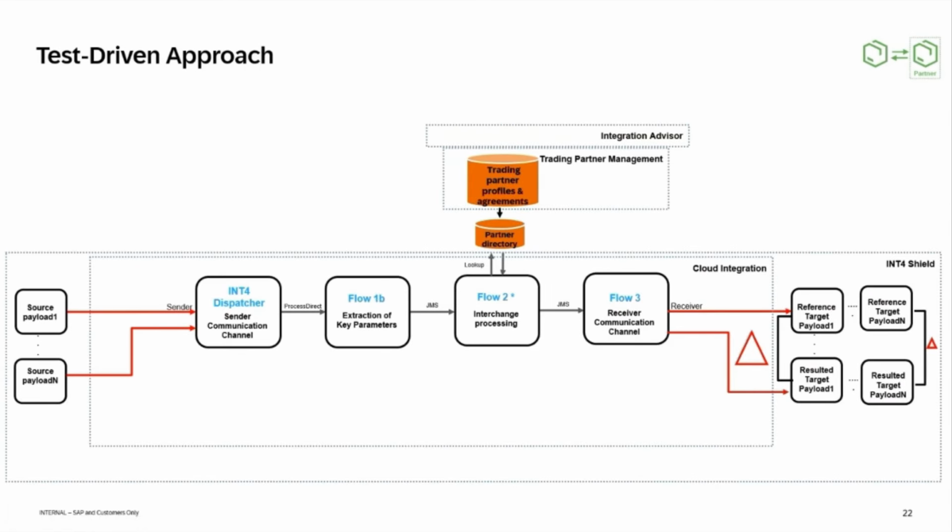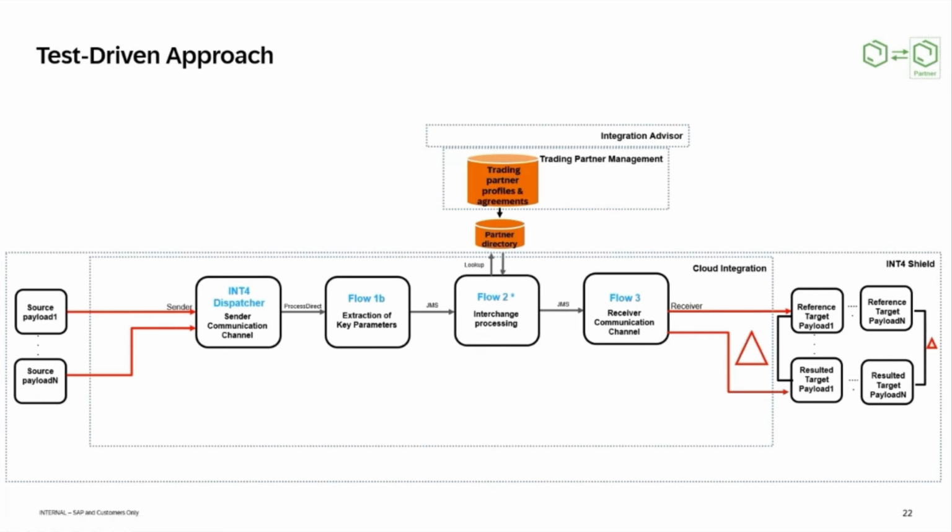So here I've also demonstrated how it looks. We have here 2 components: at one point, the INT4 hub, and then the cloud integration. So the tester or developer executes the test cases from the test bed, and it will then be passed to the integration suite. It checks the agreement, if it finds something from the partner directory, it processes the mapping, everything, and then it makes the comparison between the reference and resulted target payload.